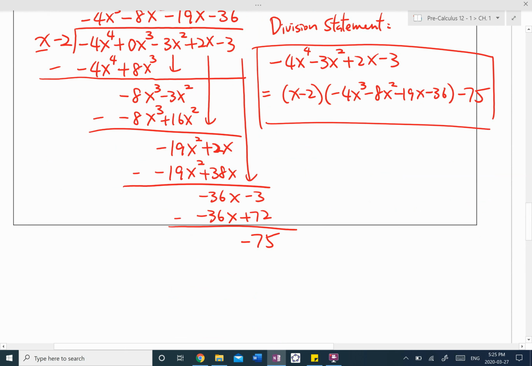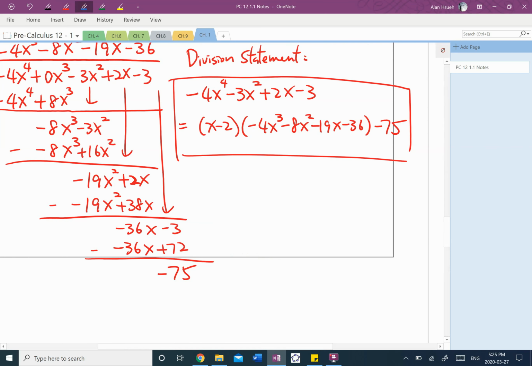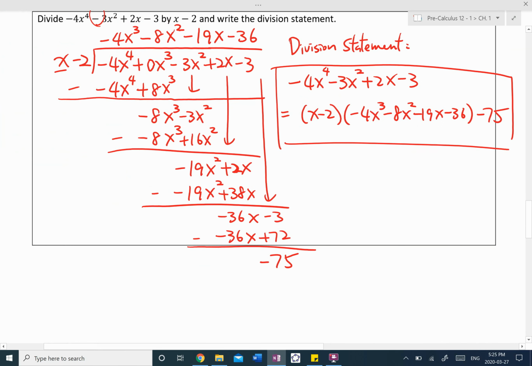Well, if you think about it, using the last example here, we are really dividing the 4th degree with a 1st degree. x to the power 4 divided by x is x cubed. And that's why our quotient is 1 degree less. That makes sense, okay? And the remainder has to be 1 degree less than our divisor, right? Otherwise, it wouldn't be a remainder. It'd be the same thing.